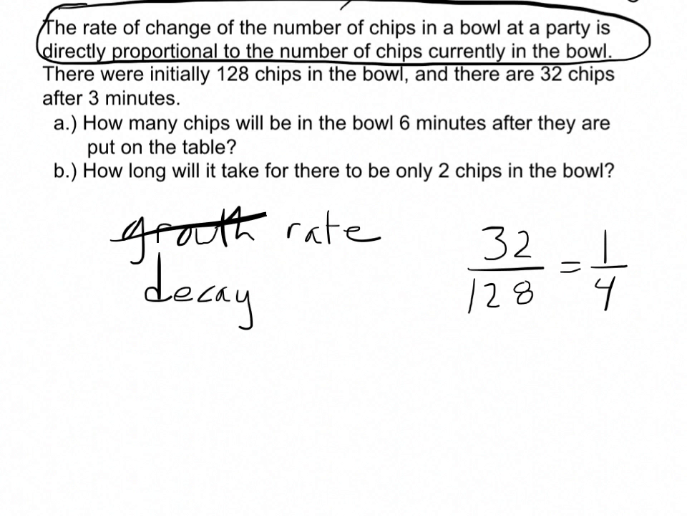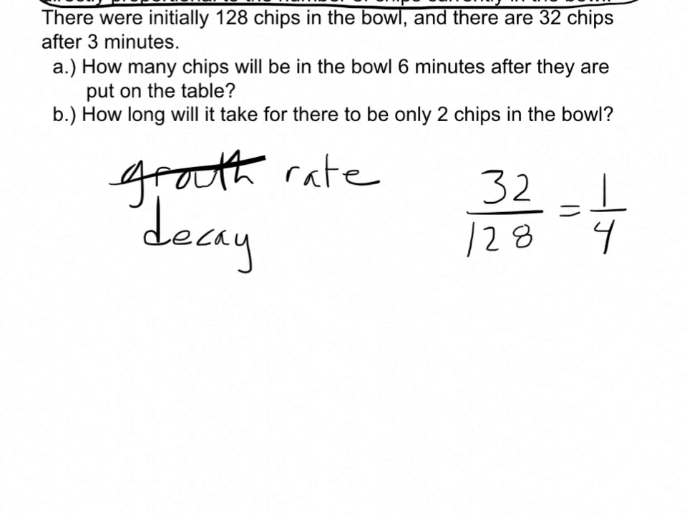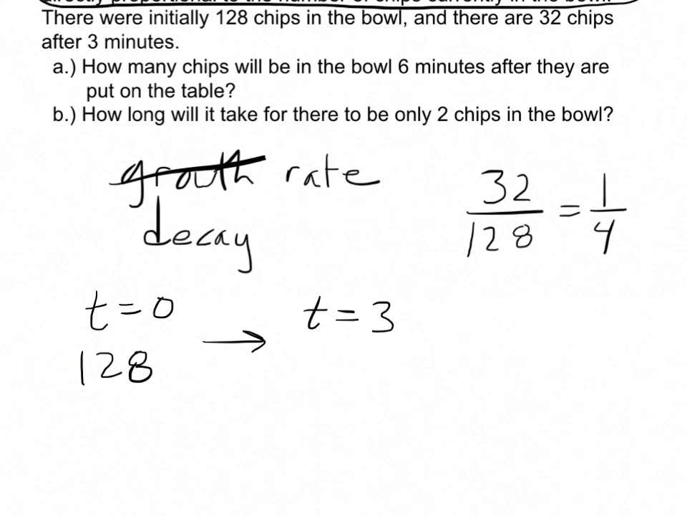Now, what does that mean? That means every 3 minutes that go by, the number of chips in the bowl is decaying down to 1/4 of the original amount, right? So just like we did on the previous problem, I kind of feel like we might as well just start looking at this, right? When time is 0, there are 128 chips in the bowl. How do I find out what happens at time 3? Well, I'm just supposed to multiply by 1/4. At time 3, there are 32 chips in the bowl.